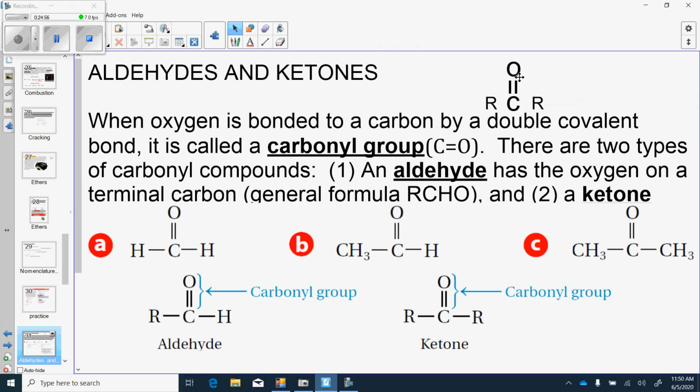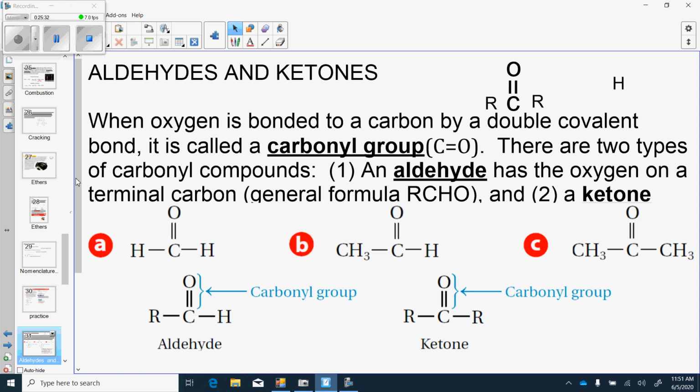Because the carbonyl group is somewhere on a middle carbon. The only difference for an aldehyde is you take this guy out and you turn him into an H. And this indicates that it is an aldehyde because it's on the last carbon or the first carbon, whichever way you want to think about it. But if you swap that out and put an R here, now the carbonyl group is on a middle carbon. So that's the only difference between these two families.